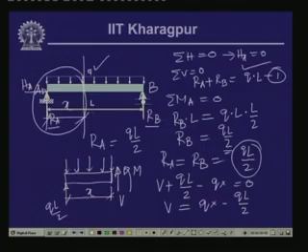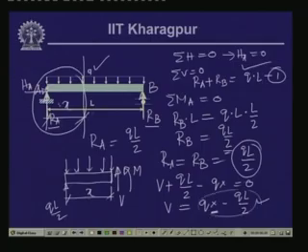Now, please note that if x equals 0, which is the left support, then V equals minus QL by 2. As x goes along the length of the beam, when x becomes L by 2, the value of V becomes 0.